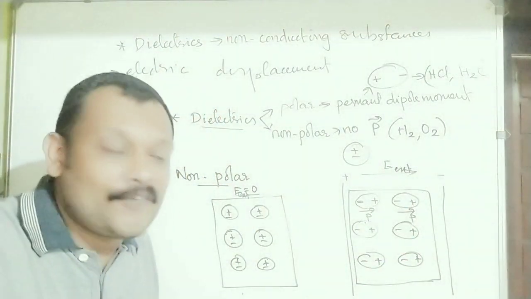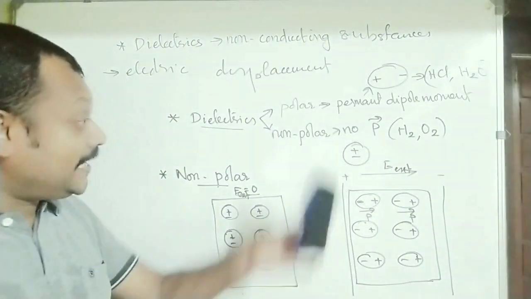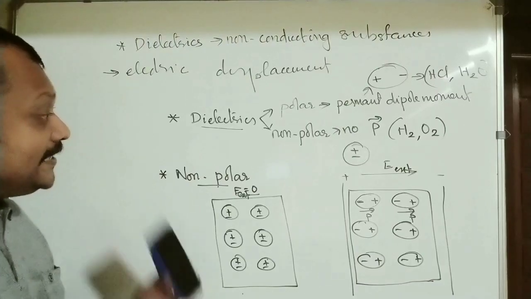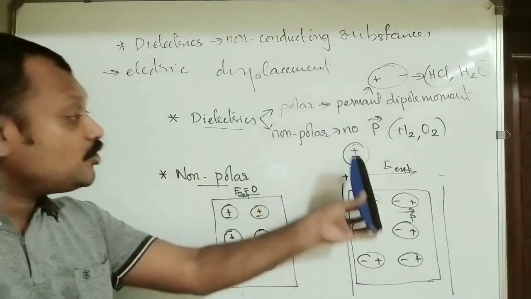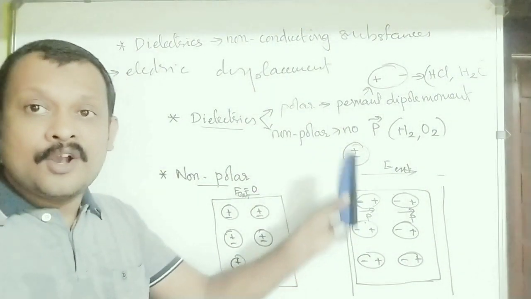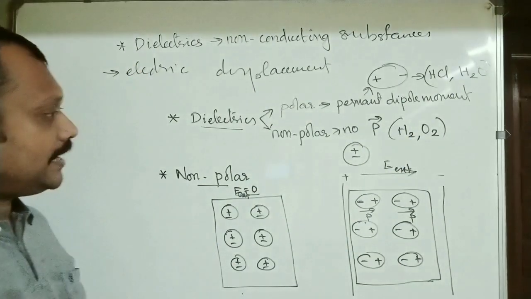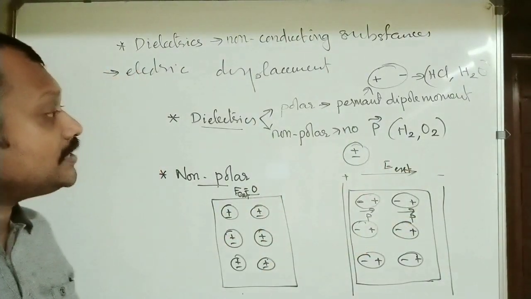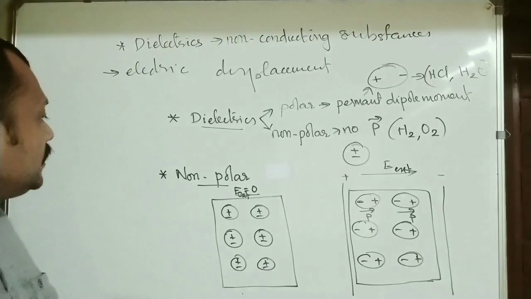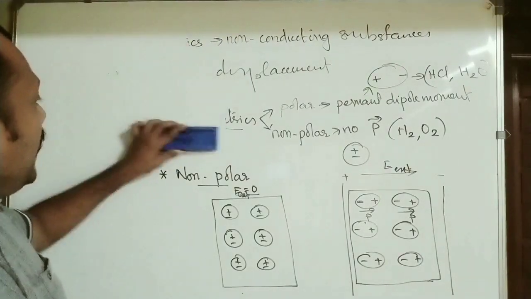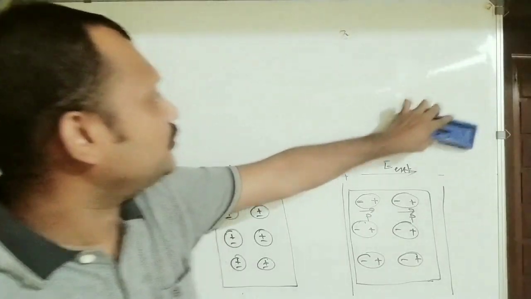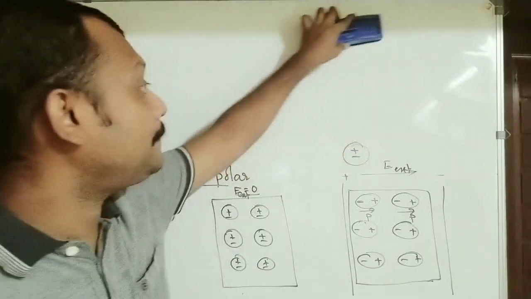And so now we will conclude what? When a non-polar dielectric is placed in an external field, a dipole moment is induced in this material in the direction of the external field. A net dipole moment is induced in the direction of the external field. This is the behavior. Now the question I would like to ask you is, what will the strength of this dipole moment depend on?